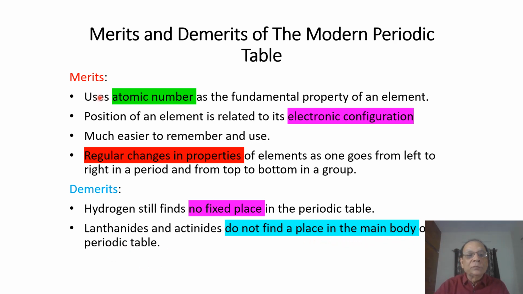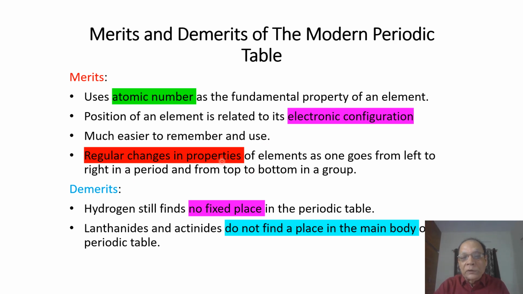But there are merits. Instead of atomic weight being used earlier, the modern periodic table uses atomic number as the fundamental property of an element. The position of an element is related to its electronic configuration, and that's why the outermost shell electronic configuration of a group is the same for all group members, and that's why they form families. It is much easier to remember and use.